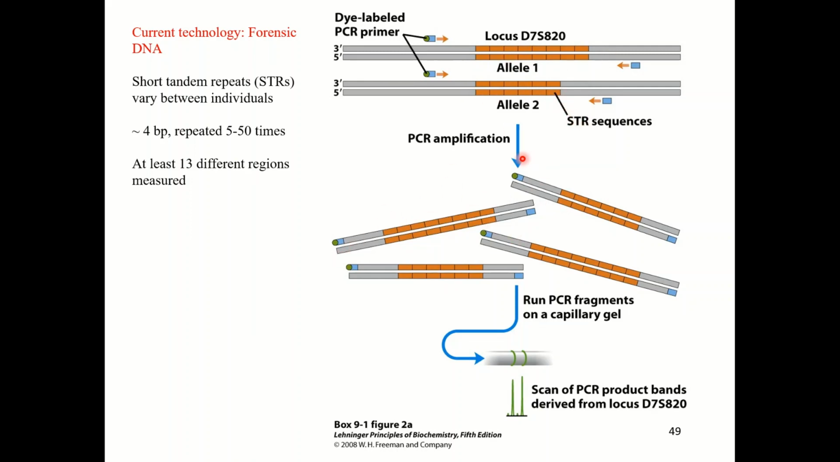Okay. What you'll get out after the PCR amplification are these amplified products that contain your short tandem repeats, and you get lots of them because you're looking at at least 13 different regions. Then you feed them through a capillary gel instrument. They go through a very narrow tube that's filled with gel, which separates them based on size, and then when they come out, they go into a detector that reads their fluorescence.